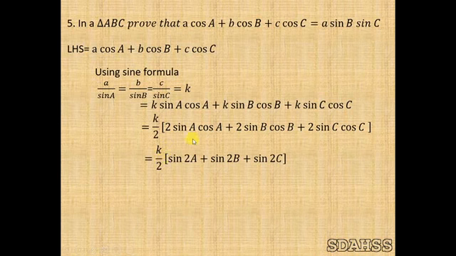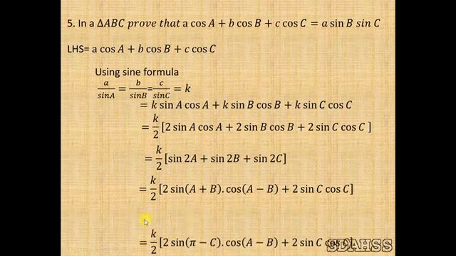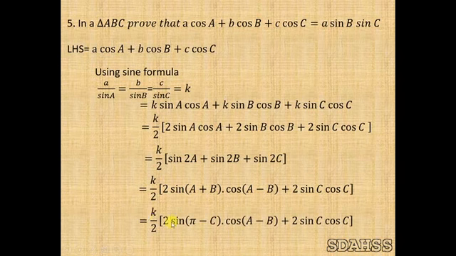We know that 2 sin A cos A is sin 2A, plus 2 sin B cos B is sin 2B, plus 2 sin C cos C is sin 2C. K by 2. Now this is of the form sin C plus sin D. We know that sin C plus sin D is 2 sin (C plus D) by 2 into cos (C minus D) by 2. So this can be written as 2 sin (A plus B) into cos (A minus B), plus, similarly, sin 2C can be written as 2 sin C cos C.